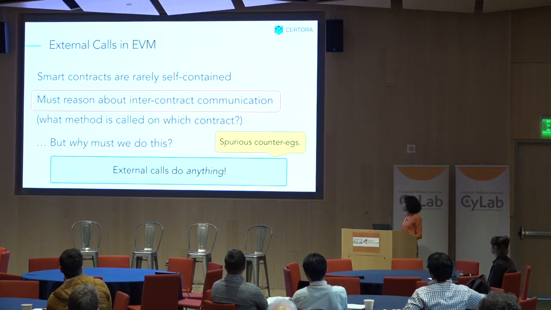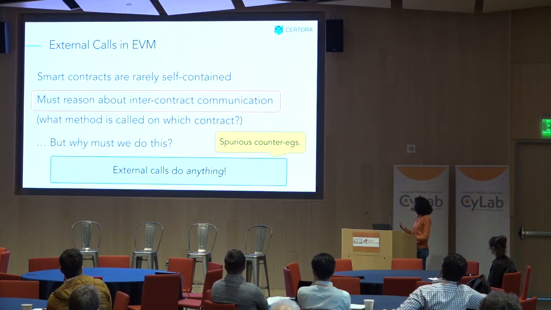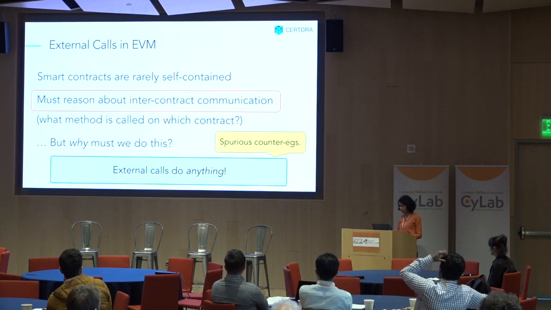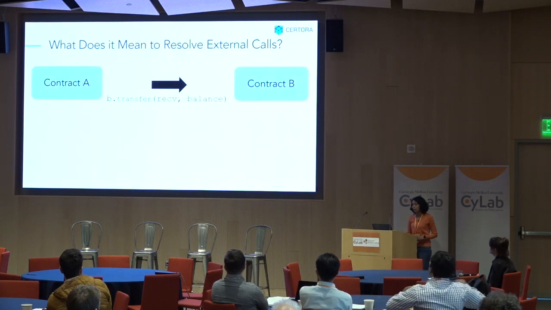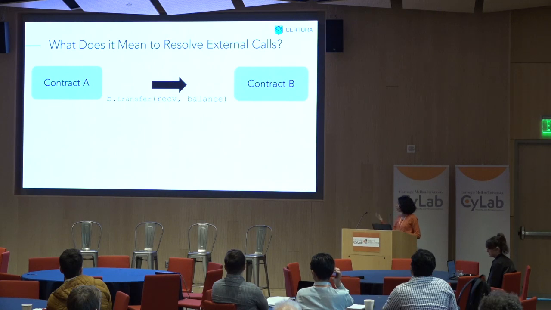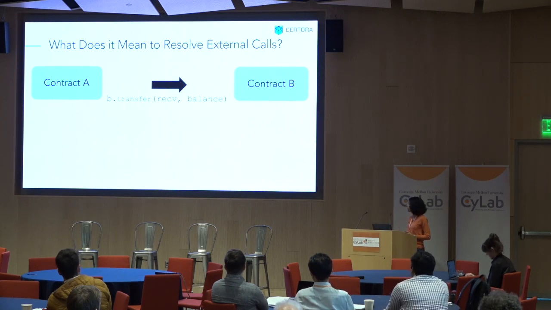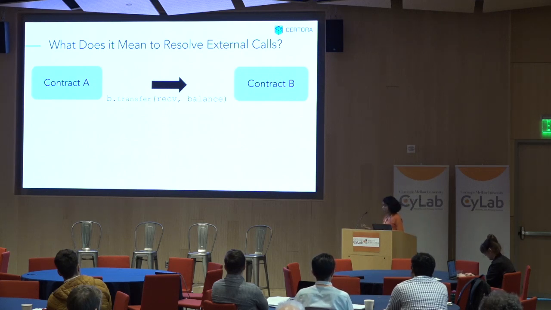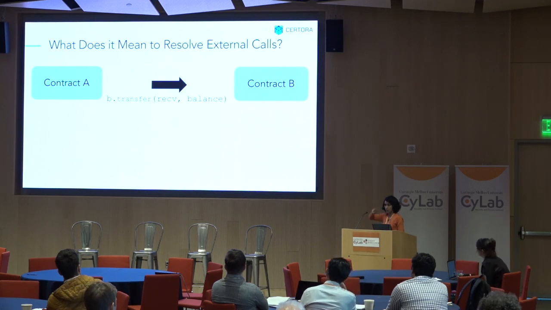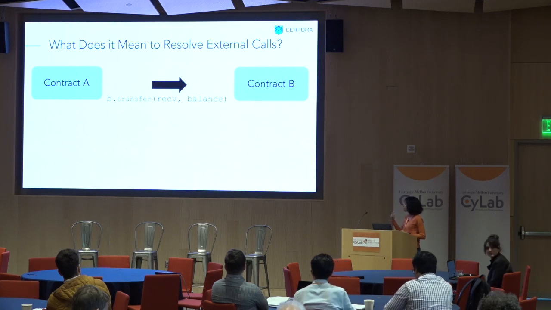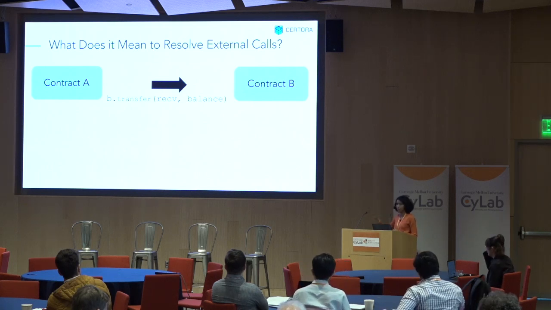So what we really want is to be a little bit more precise when we're trying to reason about inter-contract communication. So what does it actually mean to resolve inter-contract communication? Let's take a quick example to understand how external calls happen. So let's say we have a contract A and a contract B, and contract A is calling some transfer function from contract B. So b, the small b here, is an instantiation of contract B, okay? And this function transfer has two arguments, a receiver and some kind of balance.